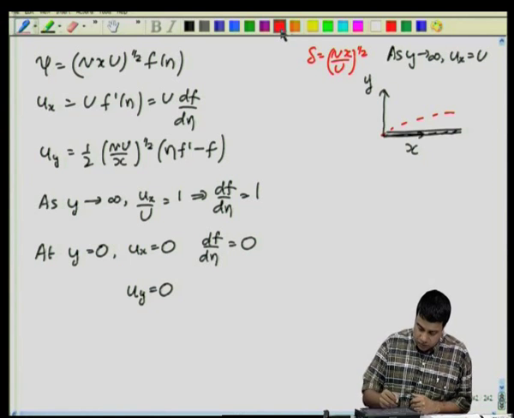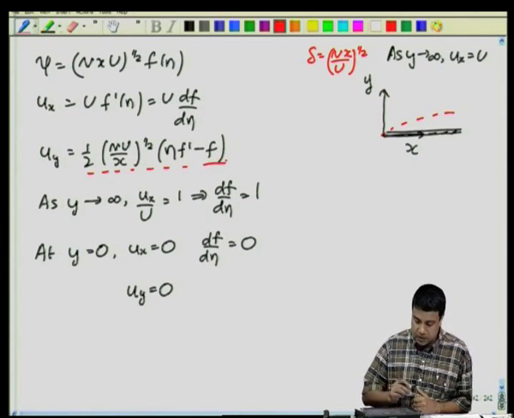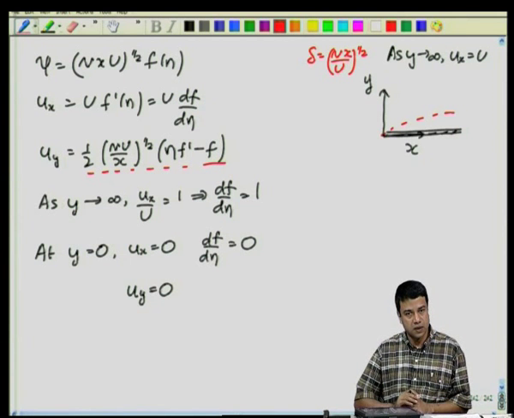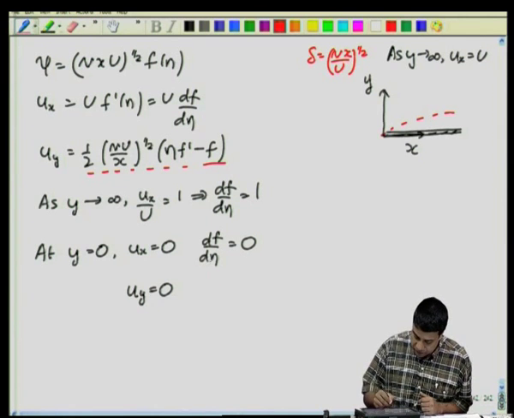The normal velocity contains two parts, nu x by u to the power half times eta f prime minus f. This has to be 0. We know that f prime is already 0 because u x has to be 0, which means that f has to be equal to 0.